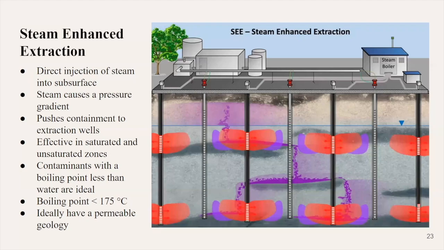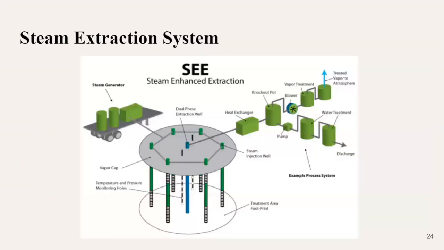Liquid phases with boiling points less than water are almost completely removed in this method because the steam heats them up and they can be easily removed. But usually this is for contaminants with a boiling point less than 175 degrees Celsius. They might not be completely volatilized, but they can still be extracted. This is best with permeable geologies that allow the steam to penetrate, thread through the rock, and push the contaminants out towards the wells. So this is the skeleton figure for this system. You can see the steam generator is on a trailer here because it's made on site most of the time.